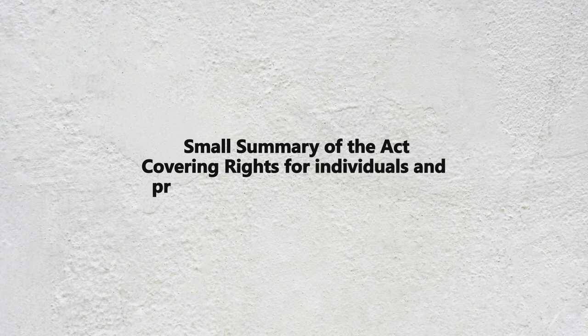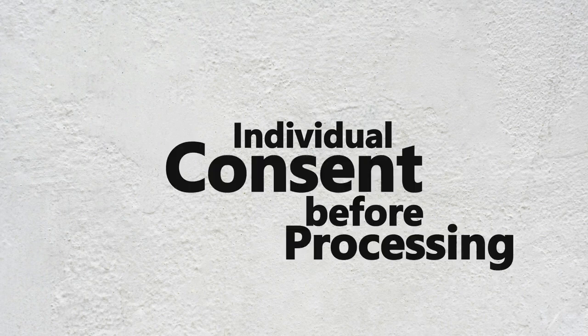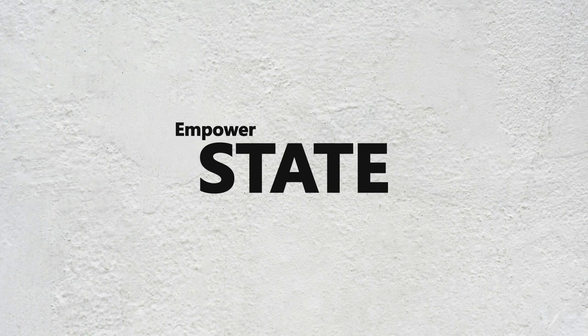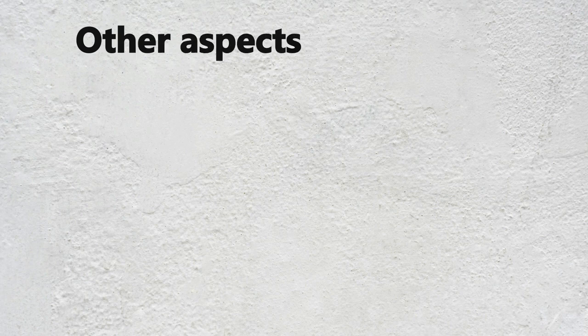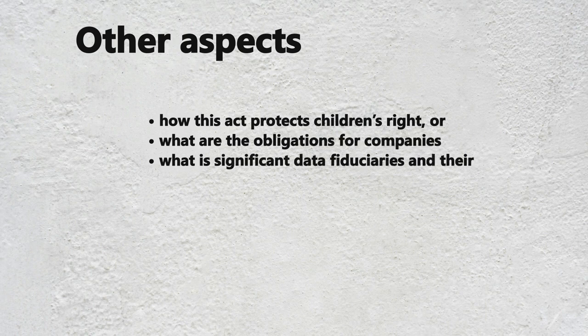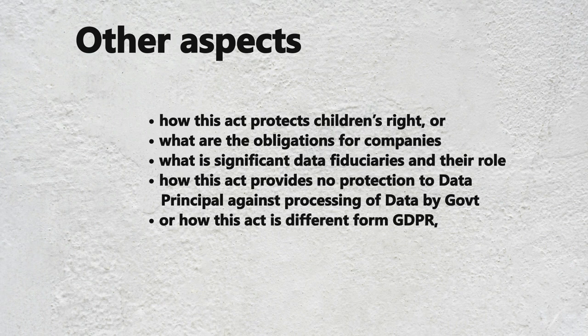This is the small summary of rights and provisions to protect individuals against processing of their data by private organizations and state. The Act emphasizes individual consent before processing of any information provided by such individual. But at the same time, the Act also empowers the state or government to collect and process your data without your consent in certain cases. I have not touched upon various aspects of this Act in this video, like how this Act protects children's rights, what the obligations for companies are, what significant data fiduciaries are and their role, and how this Act is different from GDPR.